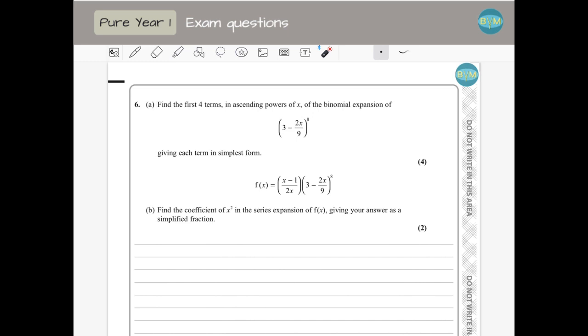Hello, this is question 6 on your AS level Edexcel June 2022. So you have to find the first 4 terms in ascending powers of x of the binomial expansion. Remember you had the formula in the formula booklet, so I'm going to show you.